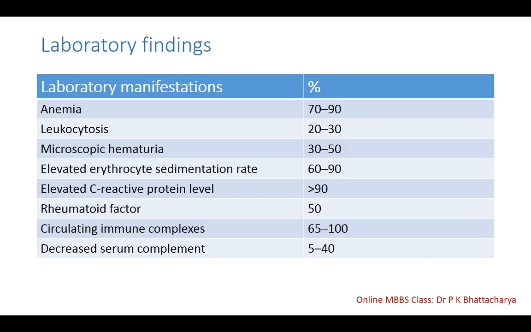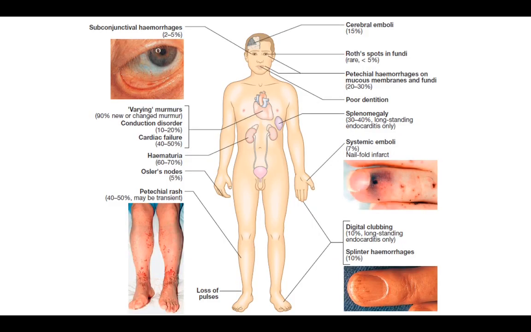Rheumatoid factor may be falsely elevated, circulating immune complexes and decreased serum complement may be found in a few. So circulating immune complexes, if you do the immunological test, is almost confirmatory. Anemia is found along with raised phase reactants, ESR and CRP in up to 90%. So it's quite common, these findings. But leukocytosis may not be so common. So this is the overall picture of a person with infective endocarditis. If you look, have a general survey of this individual with infective endocarditis.